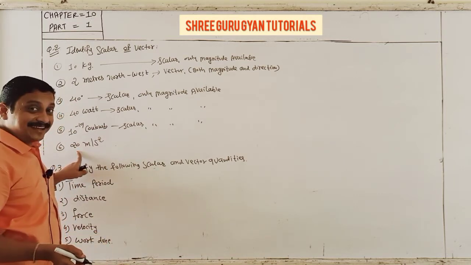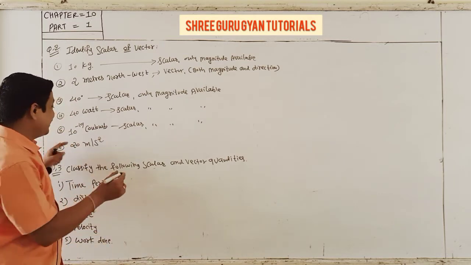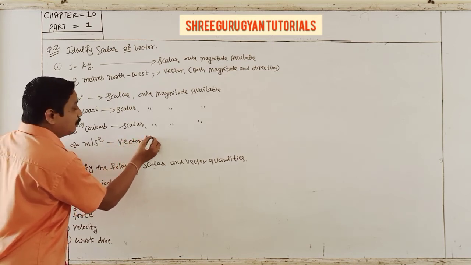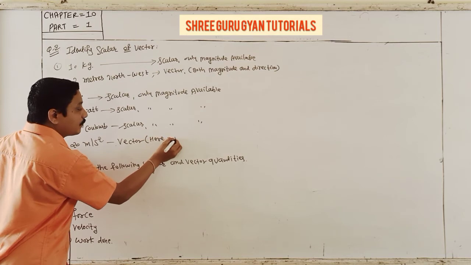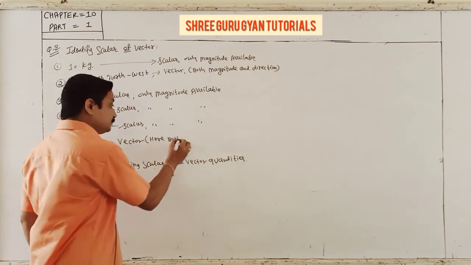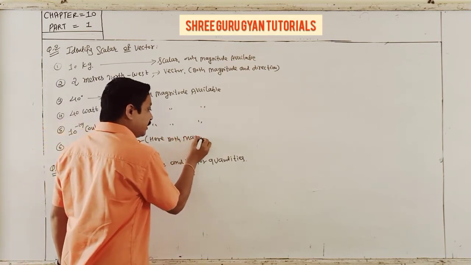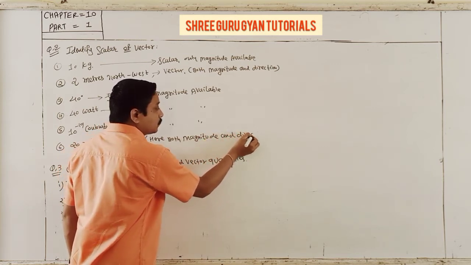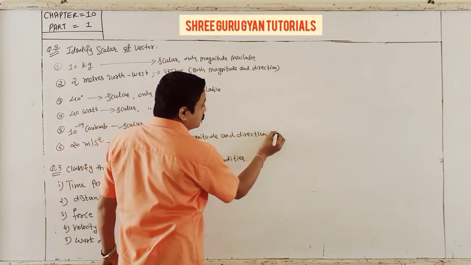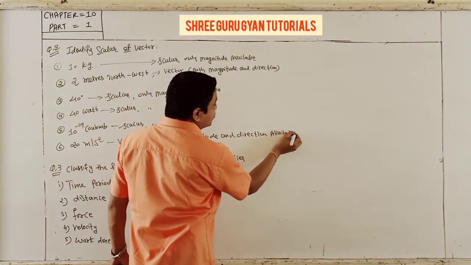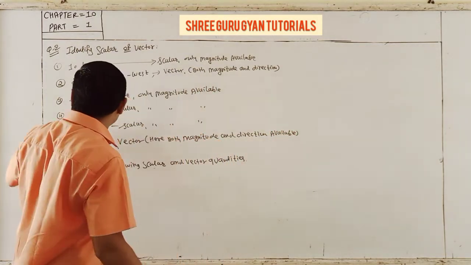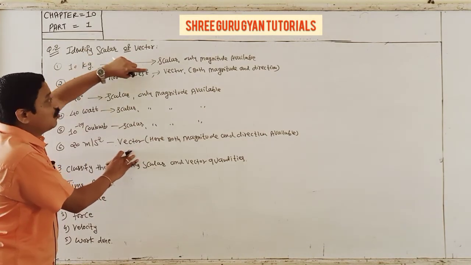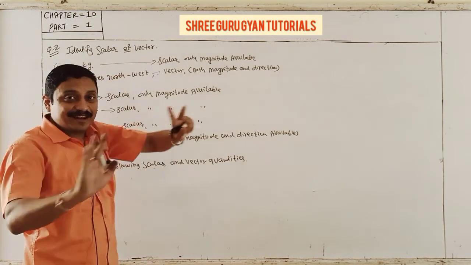20 meter per second. Yes, direction is given in the second part, so it is a vector. Here both magnitude and direction are available. That's why I will write down that the second and the sixth are in vector form, and the others are in scalar form.